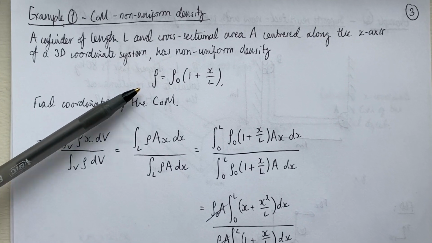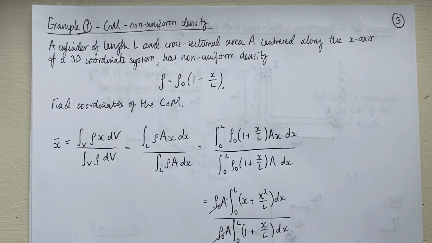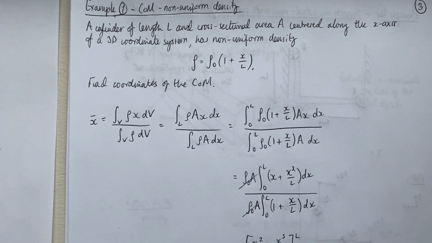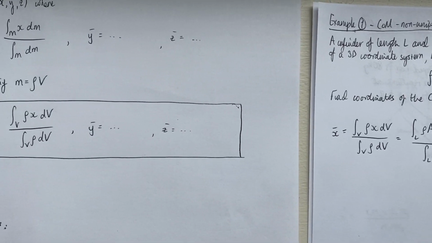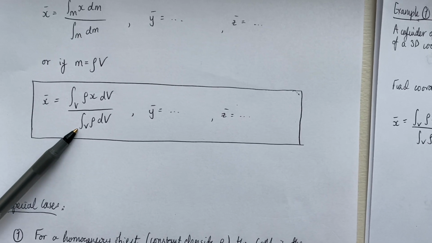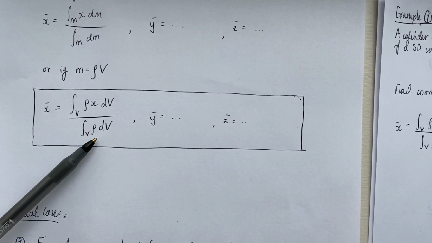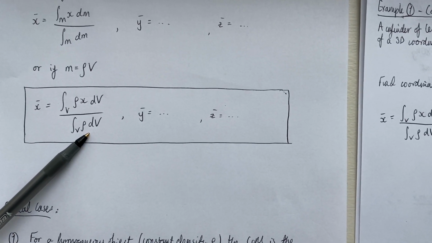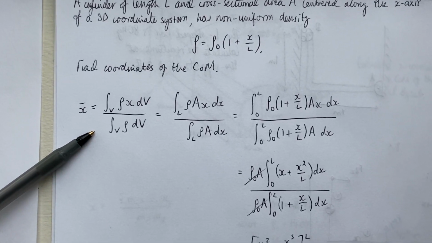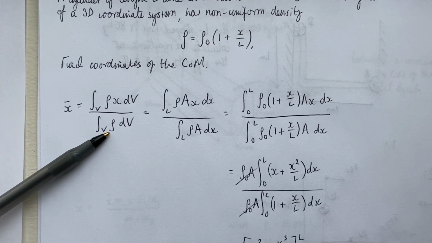So the question is to find the center of mass of this bar. As we've just discussed, the x-coordinate of the center of mass is given by this formula here. And I've chosen this formula rather than this one because we have to deal with this non-uniform density. So that's how I've started off the solution. I've written down this equation which depends on rho, which is the density.